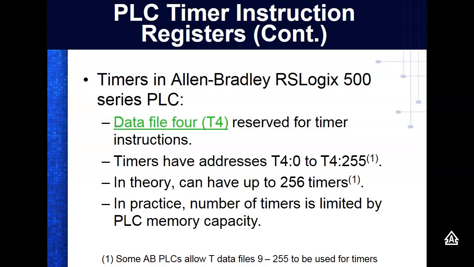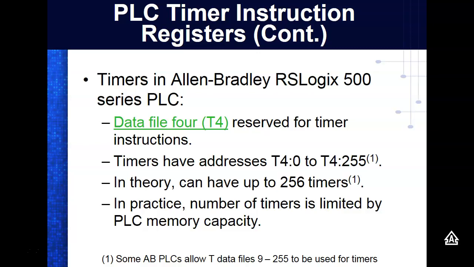Timers in Allen Bradley RSLogix 500 PLCs use data file 4, reserved for timer instructions. Some Allen Bradley PLCs allow T data files 9 to 255 to be used for timers. Timers can have an address from T4 to T255. In theory, we can have 256 timers. In practice, the number of timers is limited by the memory capacity.